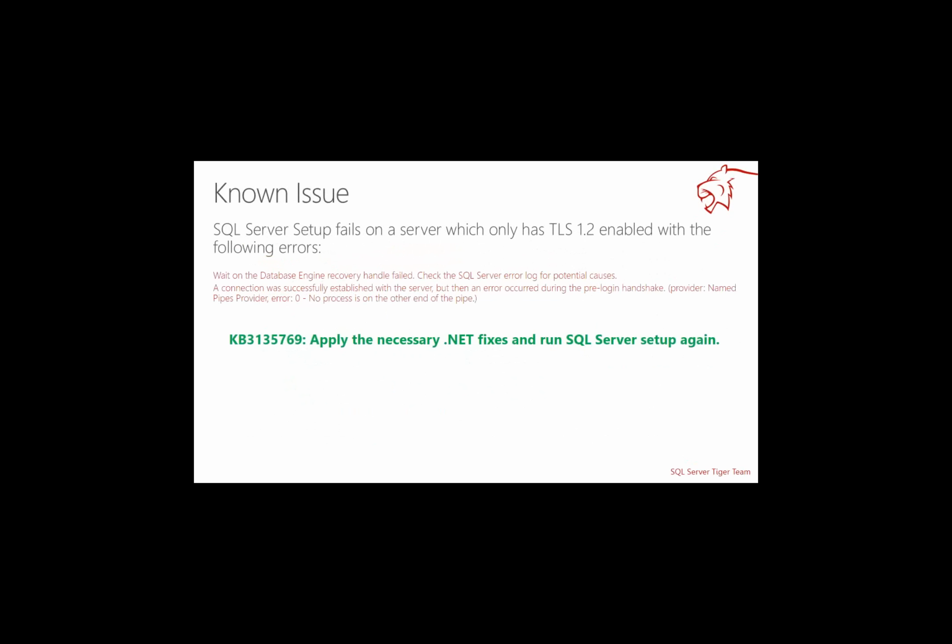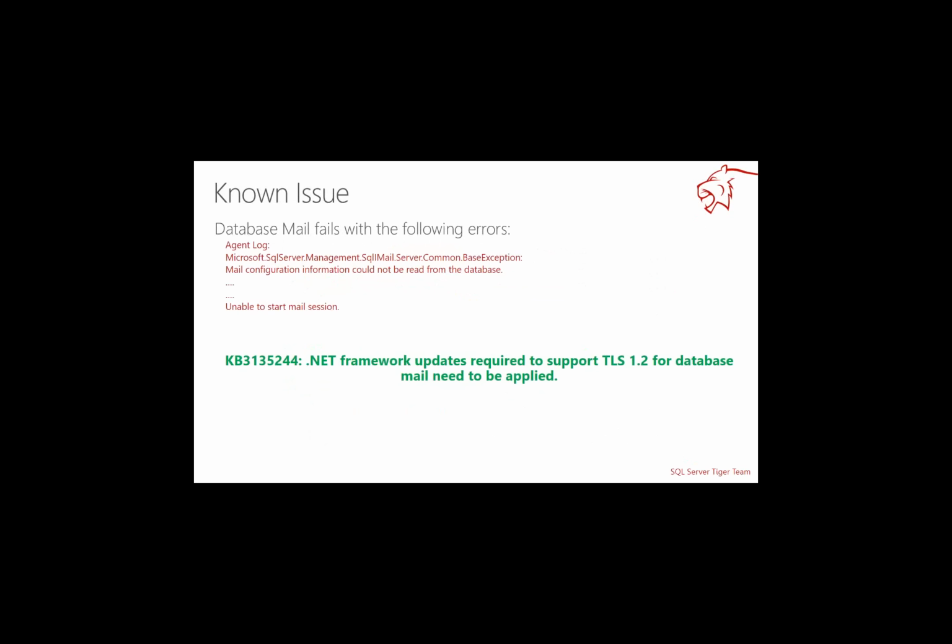Great. Kyle also asks, will DB mail failures be recorded in sysmail_failed_items? Yes. So whenever the database mail fails, your items will be unsent or in a pending state, depending on what timeouts you have set. And if you look at the agent log, you will see the error that you see up on the slide right now.